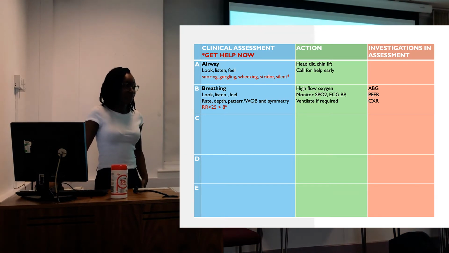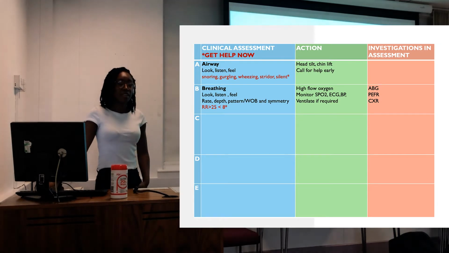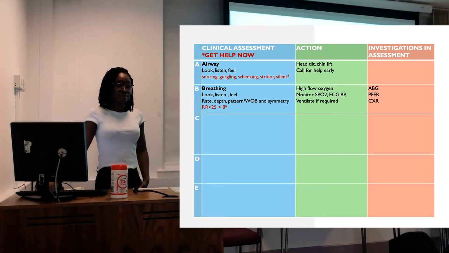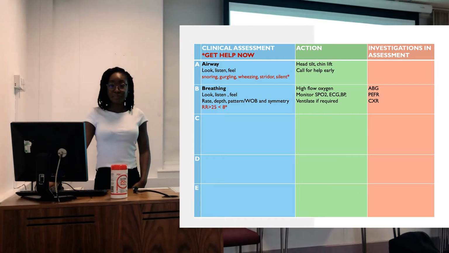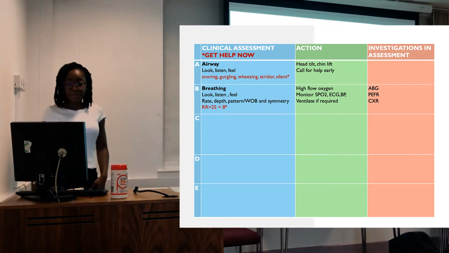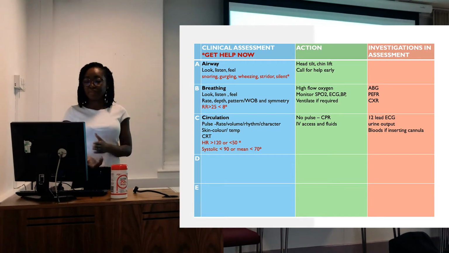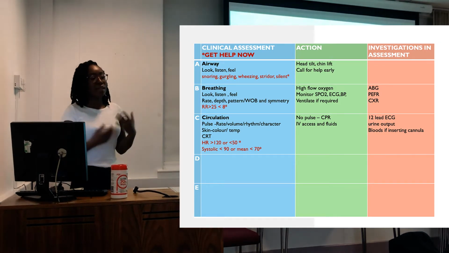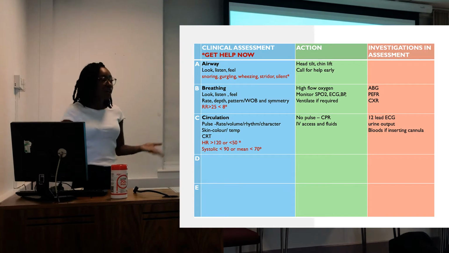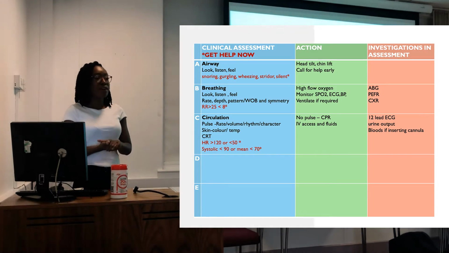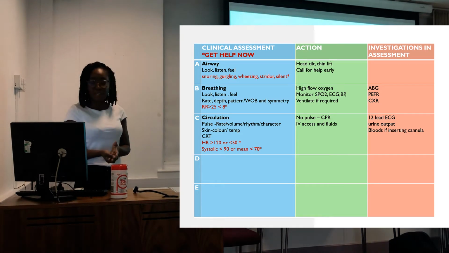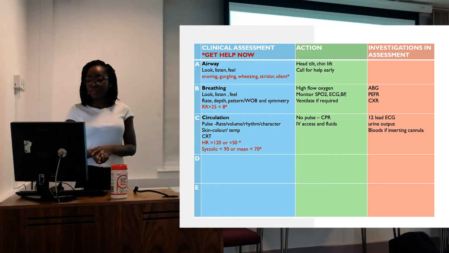Trying to establish IV access. Yeah. Anything else? Pick blood, fluids. Yeah. ECG. Yeah, great. So circulation, as you rightly said, we're assessing the pulse. We want to look at the rate, volume, rhythm, and character. Looking at the skin of the patient, look at the colour, feel their temperature. Do they have warm peripheries? Are they peripherally shut down? What is their capillary refill time?